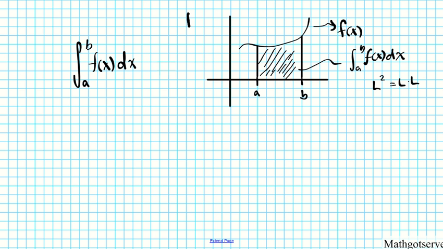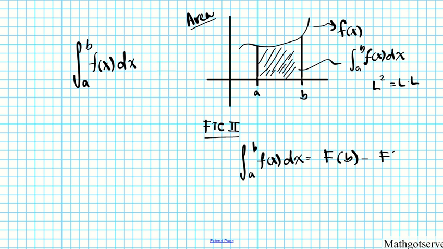Another way you can think of this, you might have already gone over this in upcoming chapters, is the fundamental theorem of calculus part 2. Basically, this states that this integral from a to b of f of x dx is the antiderivative of the function evaluated at b minus the antiderivative of the function evaluated at a. Okay? So these are the two representations that I'm going to be using to help you understand the reasoning behind some of the rules that we're going to be looking at.